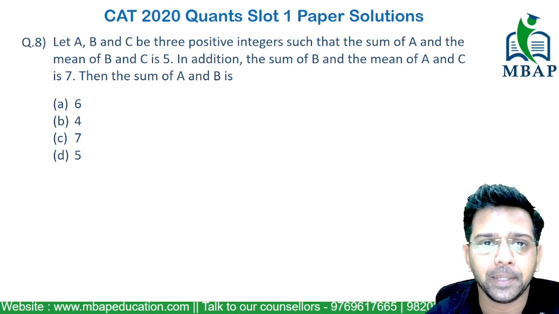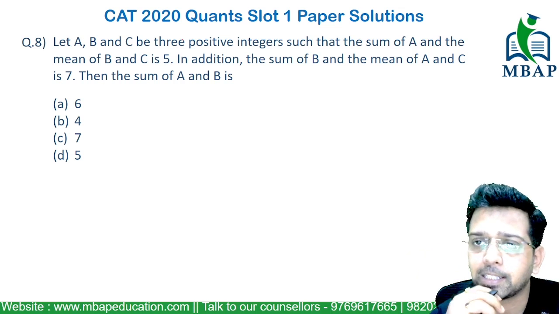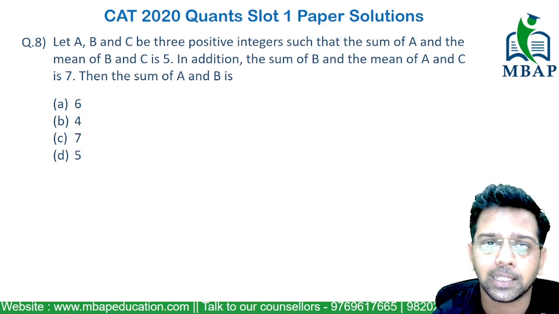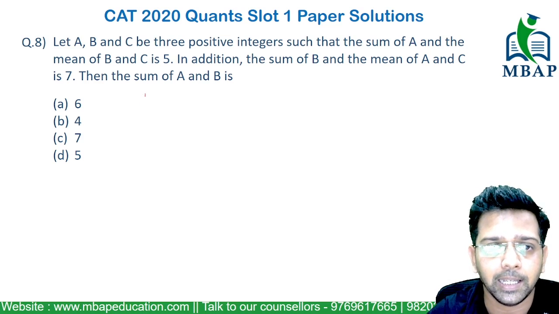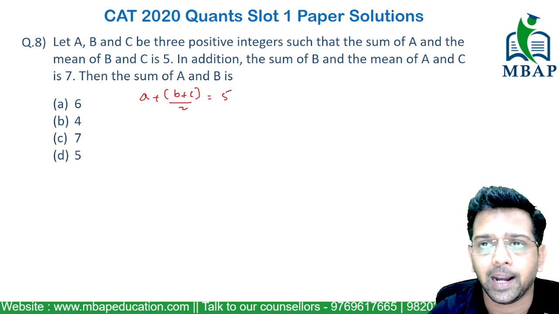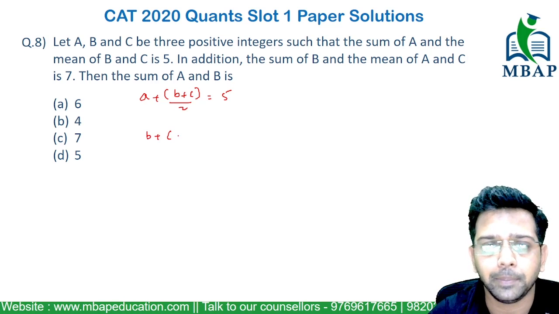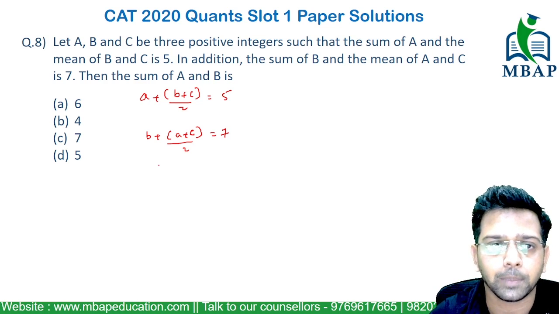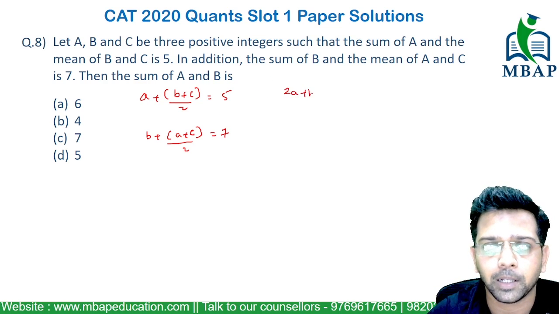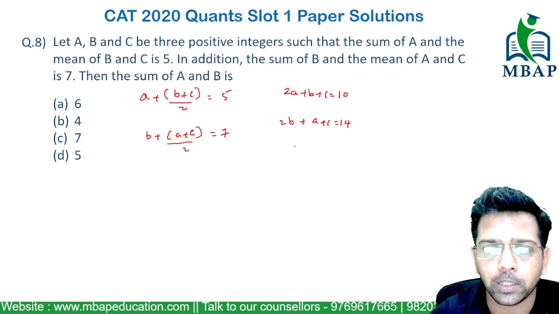It says, let A, B and C be three positive integers such that the sum of A and the mean of B and C is 5. Which means basically A plus mean of B plus C should be equal to 5. And also they are saying the sum of B plus the mean of A plus C is given to you as 7, which simply means 2a plus b plus c should be equal to 10 and 2b plus a plus c should be equal to 14. If you solve this, you'll understand that b is equal to nothing but a plus 4.